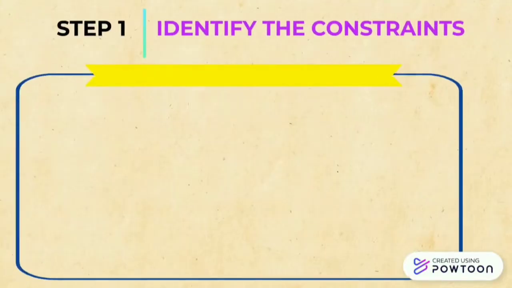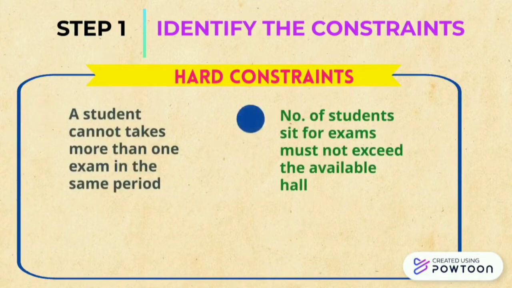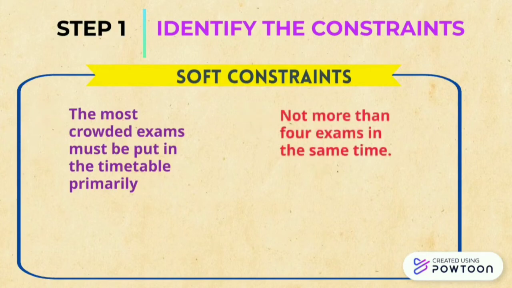There are 4 steps to make sure this research study is successful. For step 1, identify the constraints. For the hard constraints, a student cannot take more than one exam in the same period. The number of students seated for an exam must not exceed the available hall capacity. For the soft constraints, the most crowded exam must be put in the timetable primarily. No more than 4 exams at the same time.